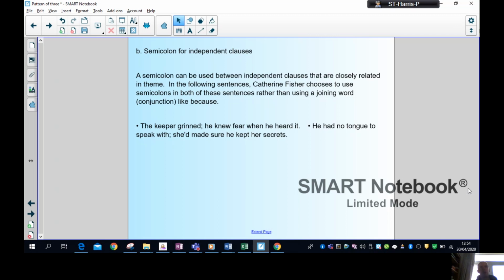Okay, sometimes I see children not using any punctuation between these things. I mean, I can think of an example. Mr. Harris was tired. He had ridden 100 miles on his bike. I always use that as an example.